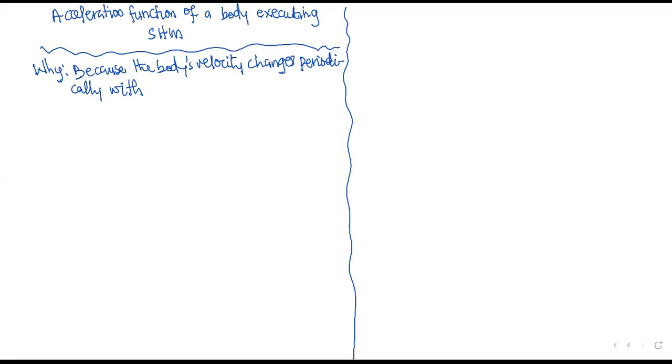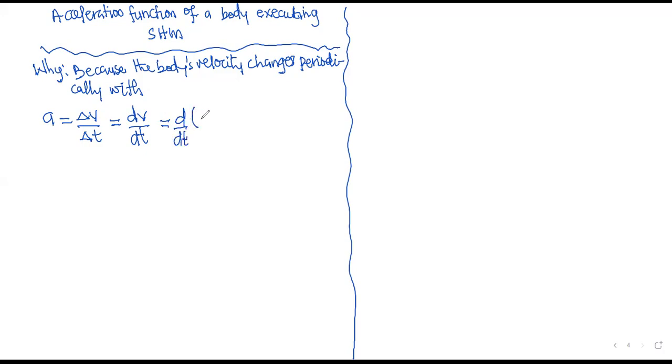Okay, that's the reason for us looking for the acceleration of a body doing simple harmonic motion. Acceleration is equal to change in velocity with respect to time. Mathematically, we call this dv on dt, the rate of change of velocity with respect to time. So it means that before we can determine acceleration, we must differentiate the velocity function with respect to time.